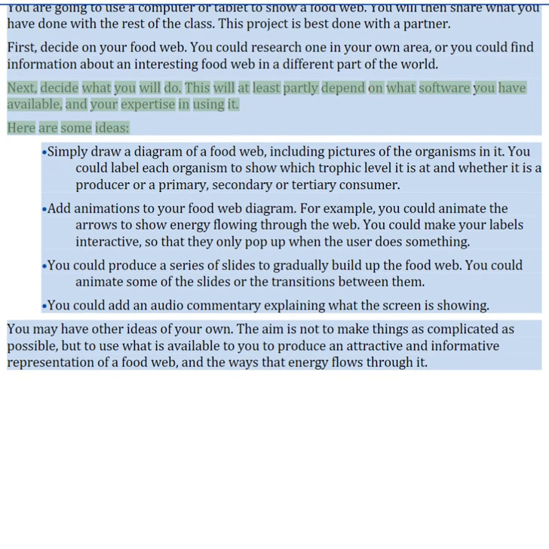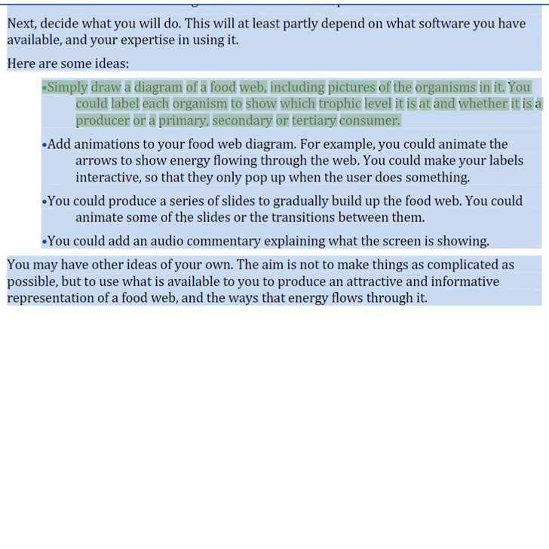Next, decide what you will do. This will at least partly depend on what software you have available and your expertise in using it. Here are some ideas. Simply draw a diagram of a food web, including pictures of the organisms in it. You could label each organism to show which trophic level it is at and whether it is a producer or a primary, secondary, or tertiary consumer.